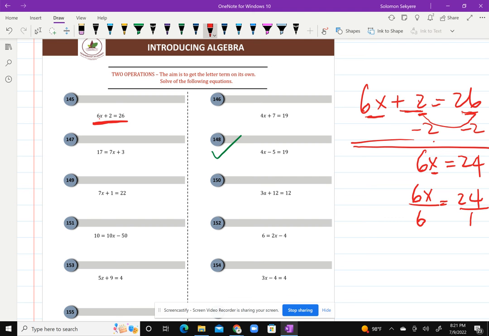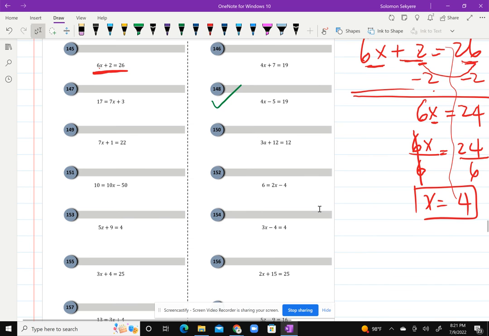Don't do anything in your head. Just follow these rules here. When I divide 6x over 6, the 6 goes away. X equals 4. Put a box around it. See how my equal sign is all lined up right here? And my work is nice and neat. That's how. And then you go to the next question.